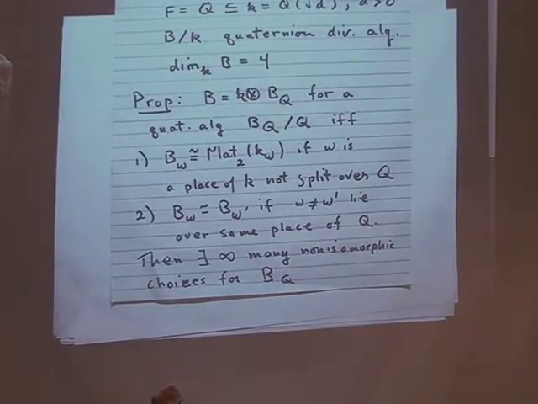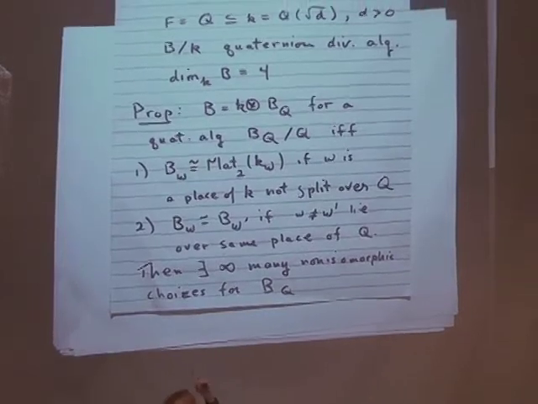It says that if you look at your quaternion algebra over the real quadratic field, it comes from something over Q precisely if two things occur. If you have a place of the real quadratic field that's not split over Q, then locally, when you take completions, the division algebra has to be a matrix algebra. It has to be the trivial algebra locally.